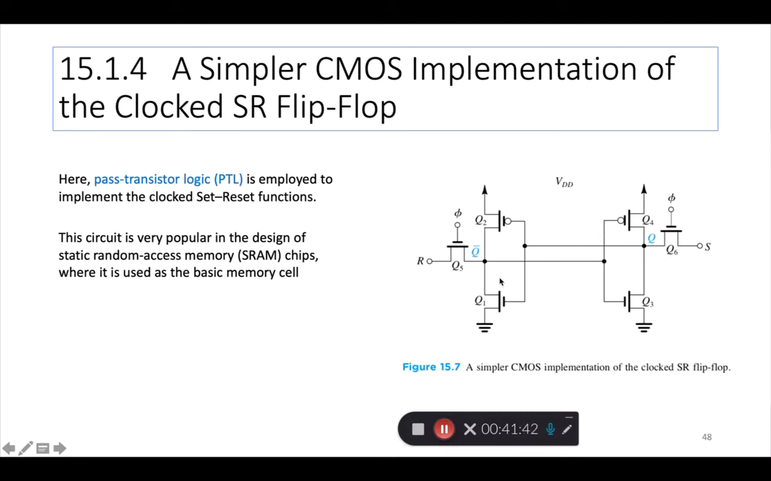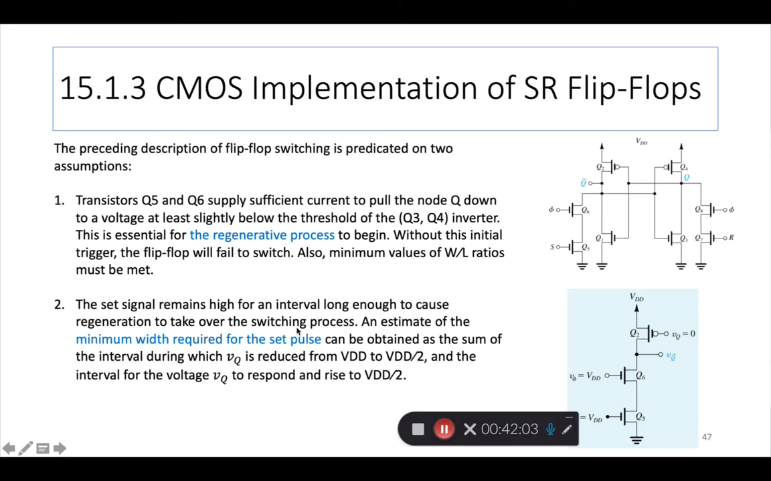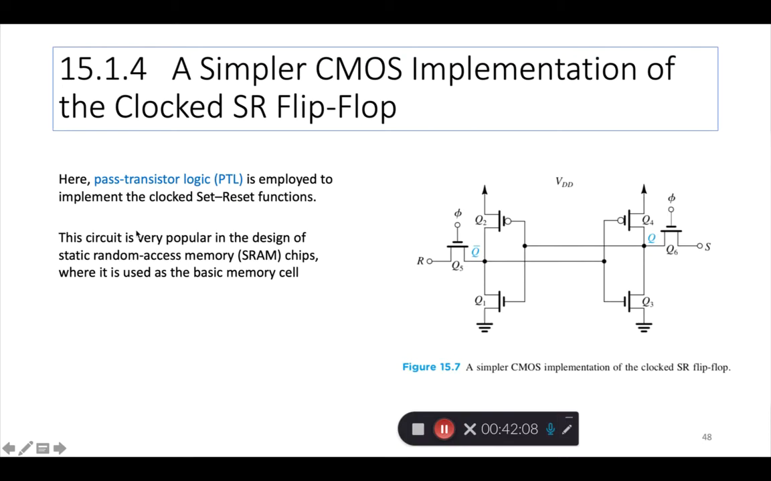15.1.4, one more important thing. It just says that the R and phi AND gate, similarly the S and phi AND gate, those you can implement using PTL, pass transistor logic. This is the condition you see here shown in the drawing, instead of just using regular AND gates. So you can use pass transistor logic, and more importantly, he tells us that this approach is what is used for SRAM chips, static RAM chips.